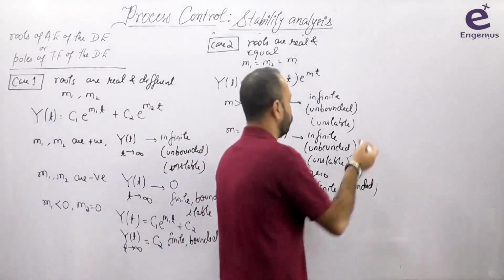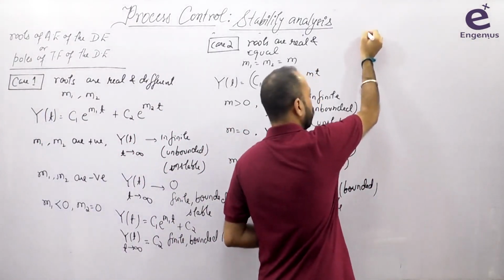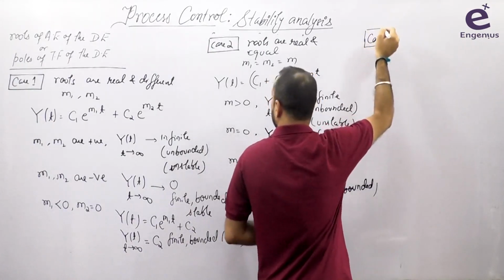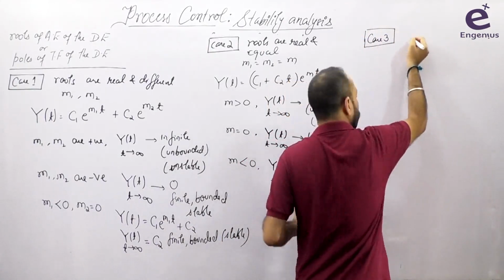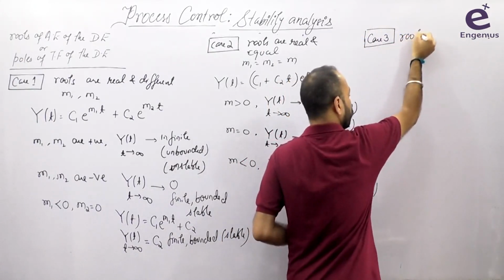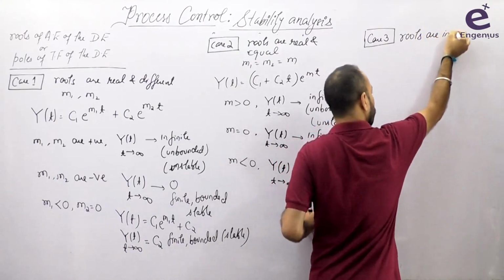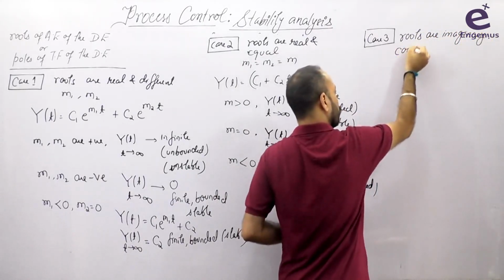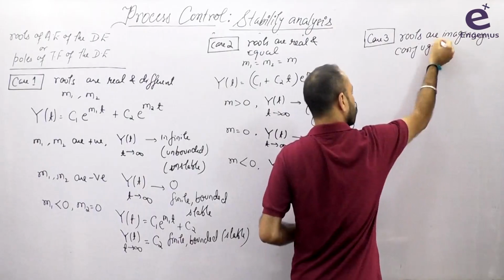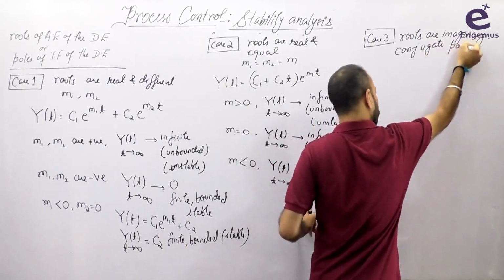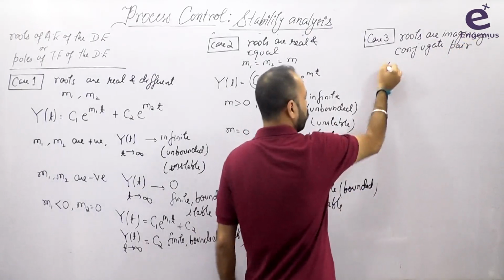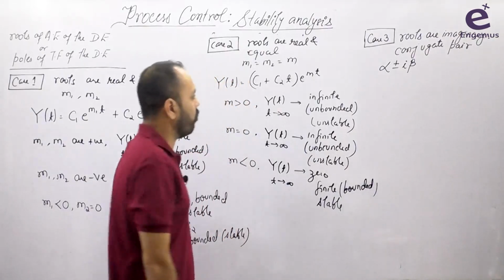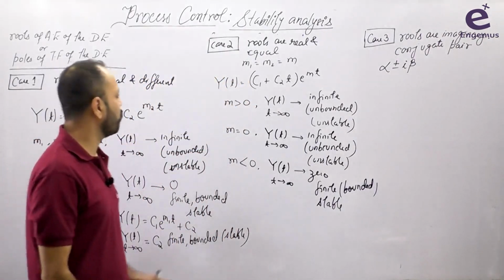Let's take the third case. What is the third case? The roots are imaginary conjugate pairs. You know that the conjugate pair exists as alpha plus minus i beta. We have done this discussion in the dynamics of second order system also. Do you remember what was the solution here?